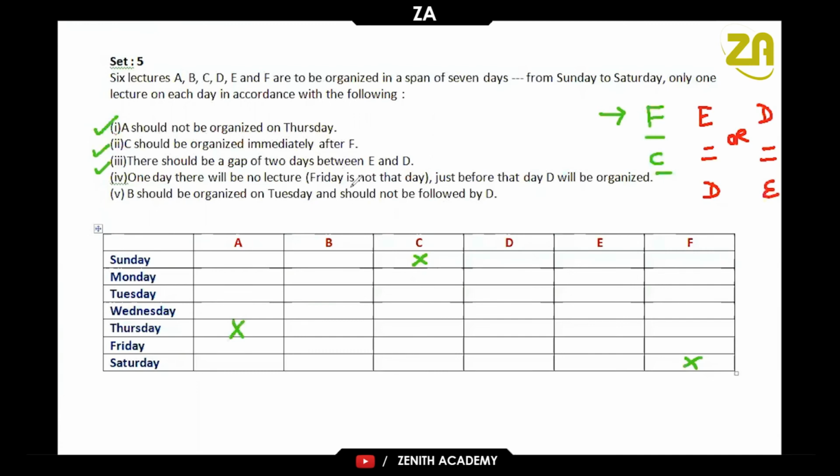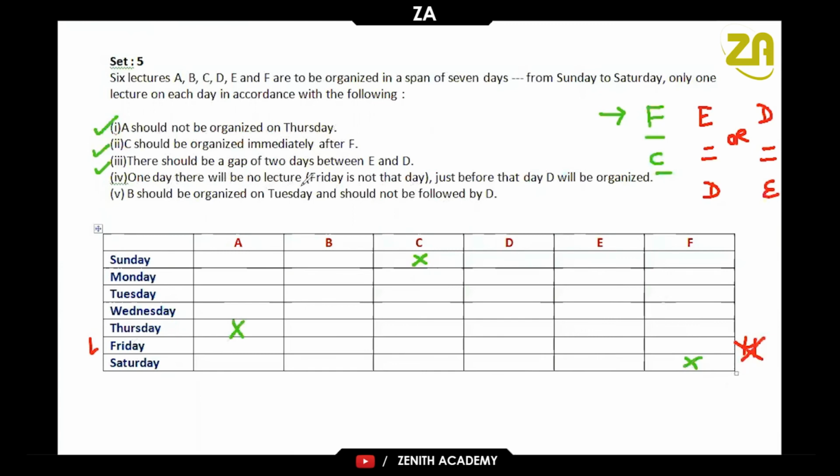Indirect information: one day there will be no lecture. Friday is not that day. Means Friday is a lecture day. Means Friday is not a holiday.